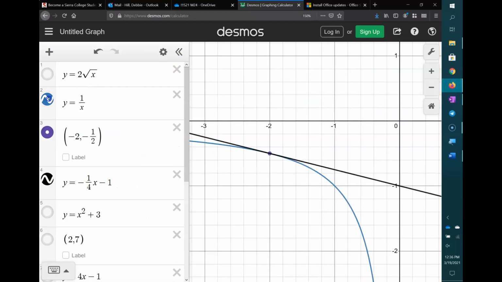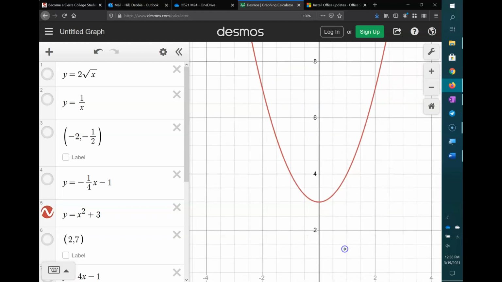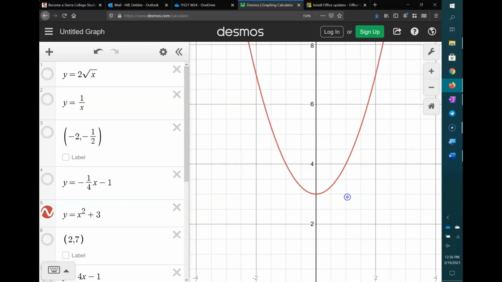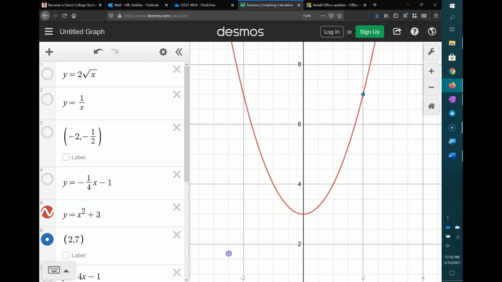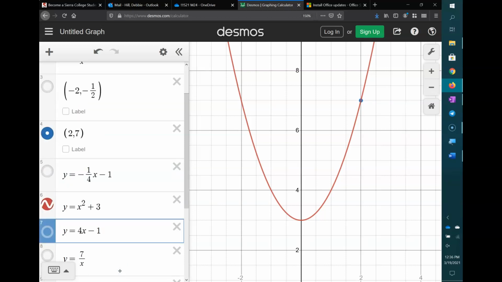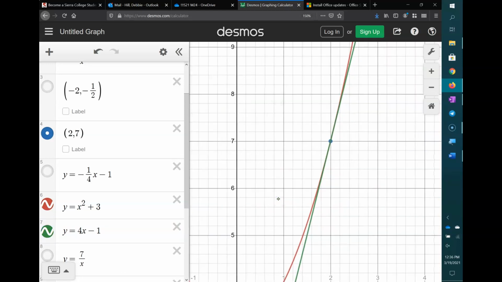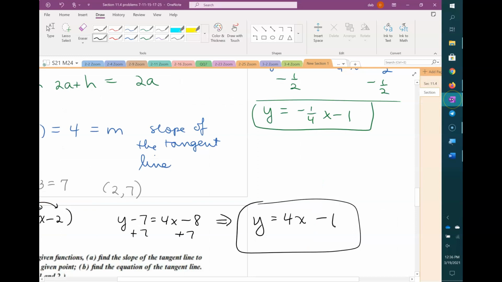So let's go look at the graph. Here's the graph of y equals x squared plus 3. It's a parabola, if you recognize that. Then the point we found on the graph was (2, 7). Then the equation we found was y equals 4x minus 1. Sure enough, it looks like it matches up to the actual graph very closely. So I'm feeling really confident about my result.